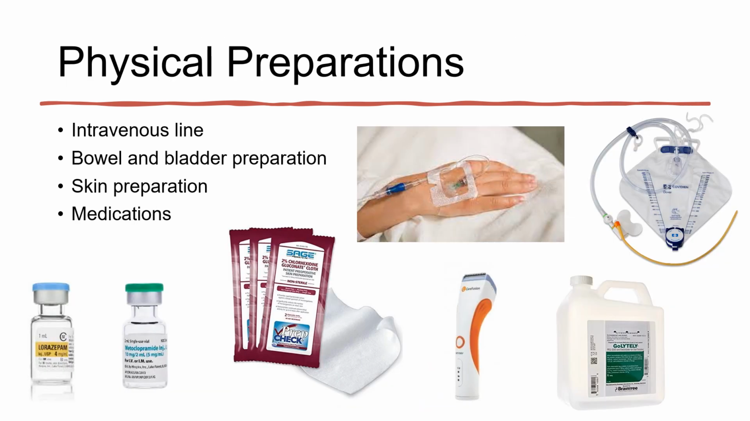Physical preparation. We're going to talk about some of these things that may be required prior to the surgery or surgical procedure. The patients will need an IV line inserted. A larger gauge catheter is preferred. Not only will this make it easier to infuse fluids, but just in case the patient is going to receive any type of blood product, we need a larger gauge IV.